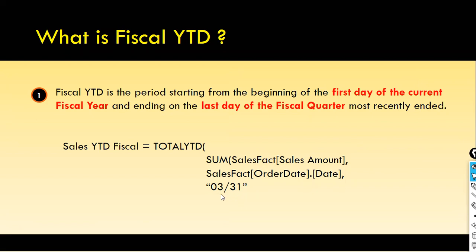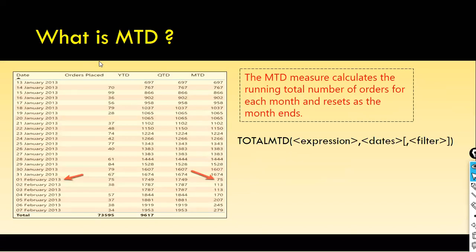So you need to specify the month and date format. This is nothing but if you want to find out the fiscal year to date: in India, the fiscal year ends on 31st March. If you specify it like this, then every new fiscal year, the value will be reset, instead of every calendar year. For example, 2013 and 2014.